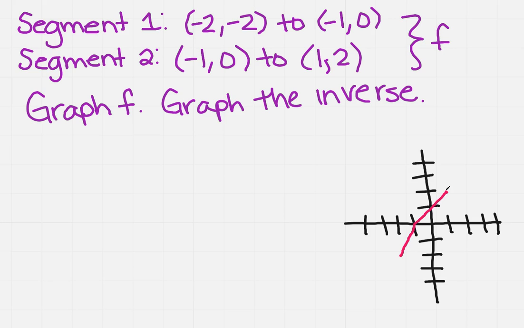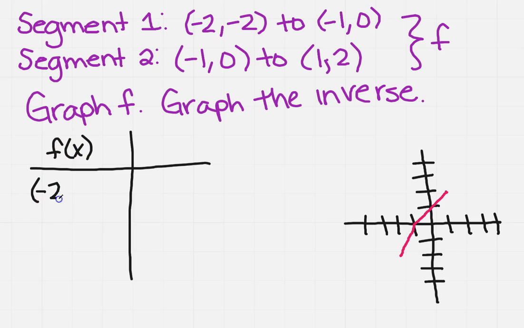First, I want to show you another way, an alternate way to do that, is we can actually create kind of like a t-table. So I can actually have my points from f of x. So I have the point negative 2, negative 2. I have the point negative 1, 0. And then I have the point 1, 2.